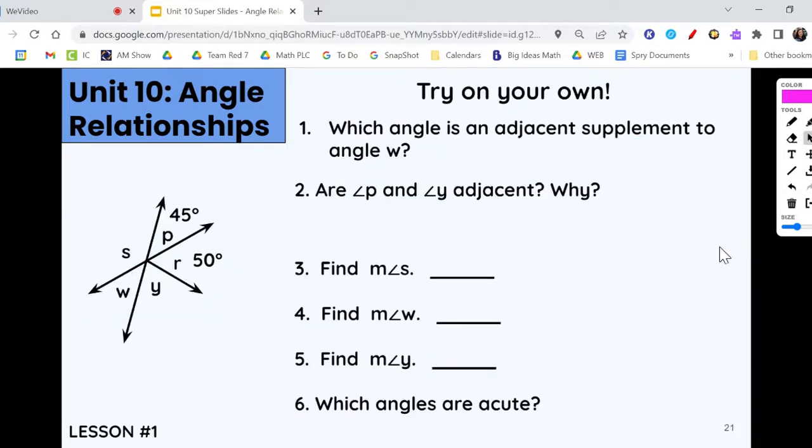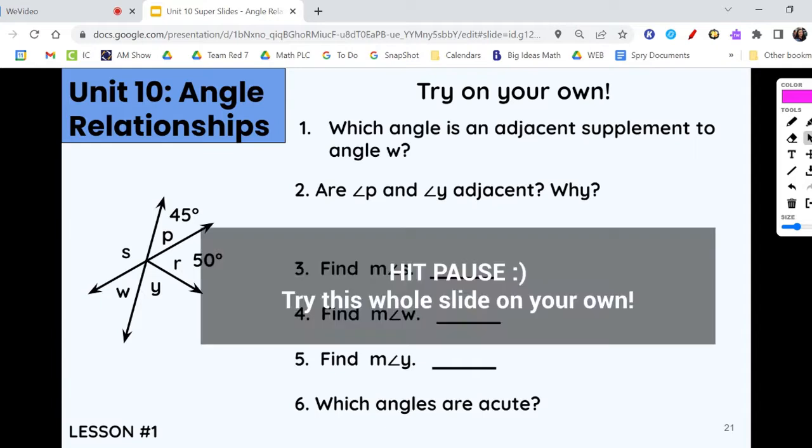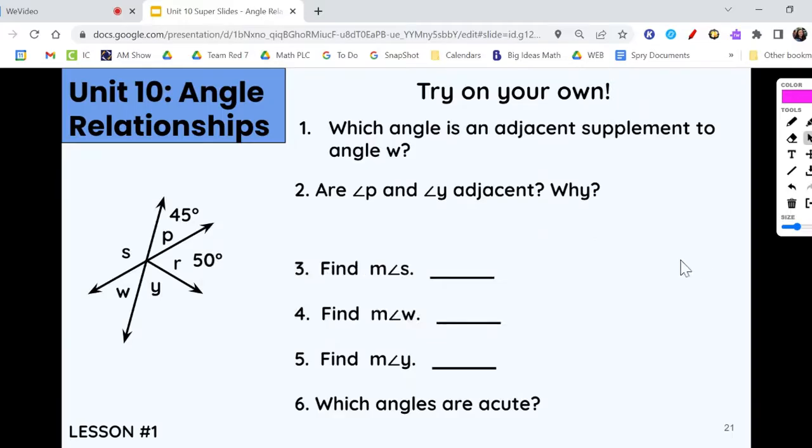Okay, try this on your own. Go ahead and pause the video and then come back to this video to see if you got the correct answers. All right, you're back. Which angle is adjacent supplement to angle W? So angle W is right here. We wanted the angle that was next to it that shared a wall, didn't overlap, and adds up to 180, and that would be angle S.